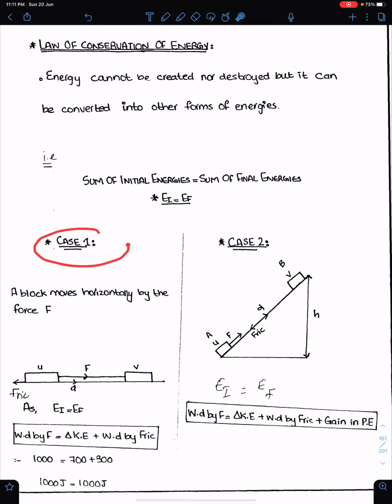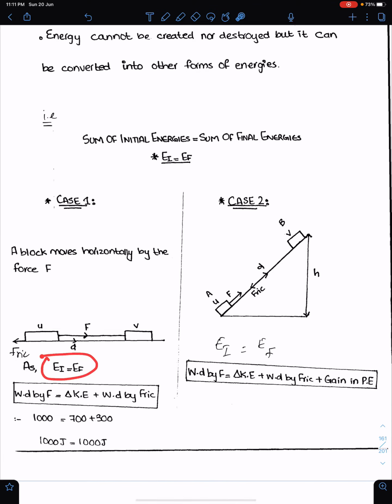Some important cases. Number one, a block moves horizontally by the applied force F. So according to law of conservation of energy, work done by applied force is the initial energy, and this will be distributed into two types of energies, change in kinetic and work done by friction. For example, work done by F is 1000 joules, change in kinetic is 700, and work done by friction is 300. Therefore, 1000 is equal to 1000, which is according to law of conservation of energy.